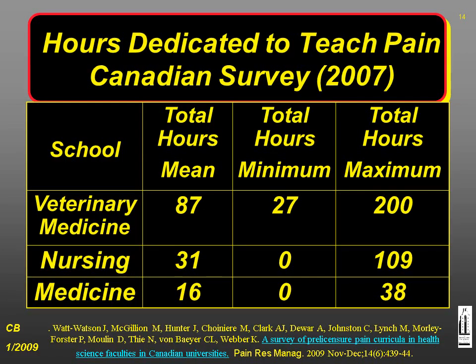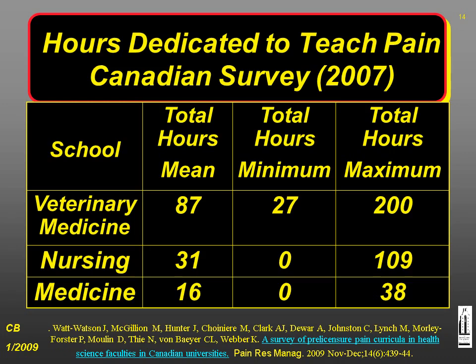A seminal study was published in 2009. It reported the result of a Canadian survey of several health-related professional schools. This slide summarizes some of the salient results. During 4 years of education, the number of hours devoted to pain education were as follows.